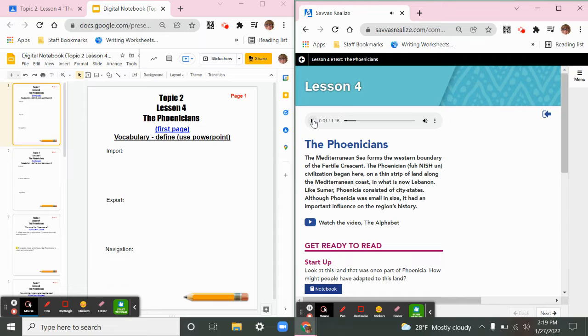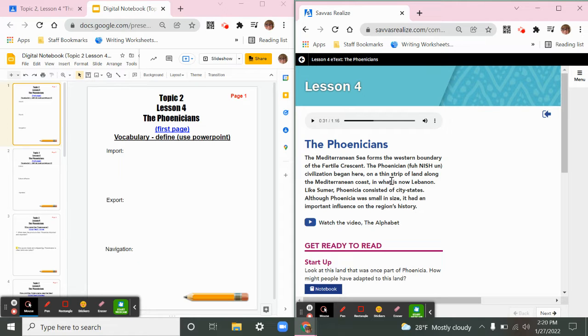Lesson 4. The Phoenicians. The Mediterranean Sea forms the western boundary of the Fertile Crescent. The Phoenician civilization began here, on a thin strip of land along the Mediterranean coast, in what is now Lebanon. Like Sumer, Phoenicia consisted of city-states. Although Phoenicia was small in size, it had an important influence on the region's history. Get ready to read.